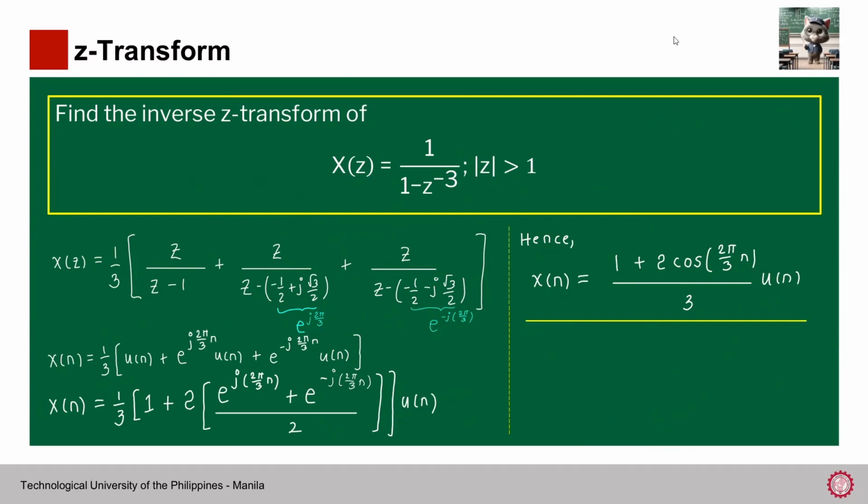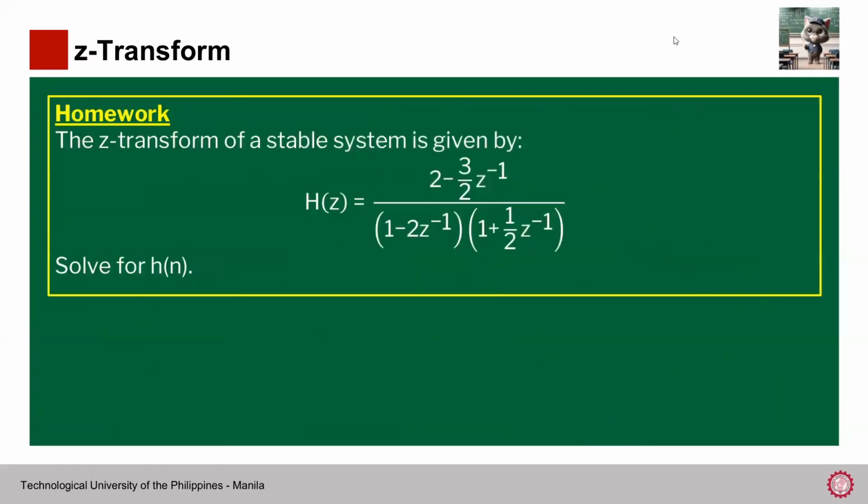All right. So, of course, we have the homework question, guys. So, this is the homework question, pretty much similar to what we did earlier. I think this one is a little bit easier. Mas madali to, guys. So, the Z transform of a stable system is given by that system, guys, yung Z transform niya. So, solve for H of n.